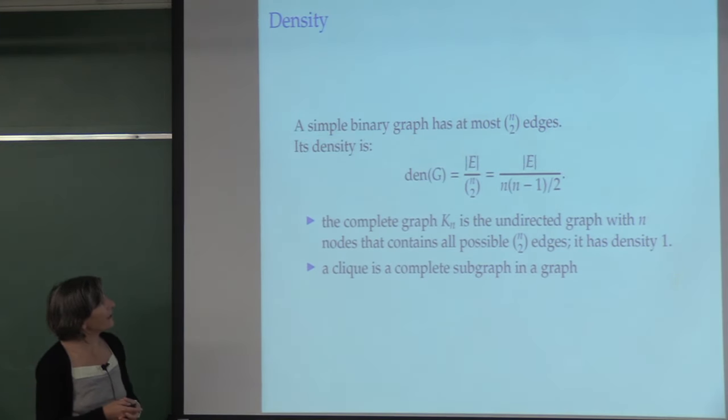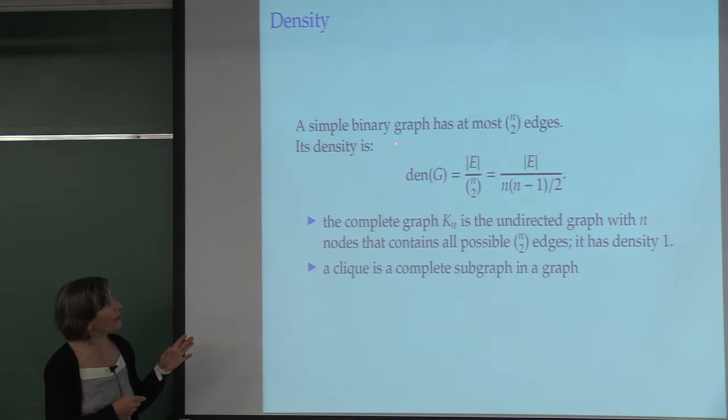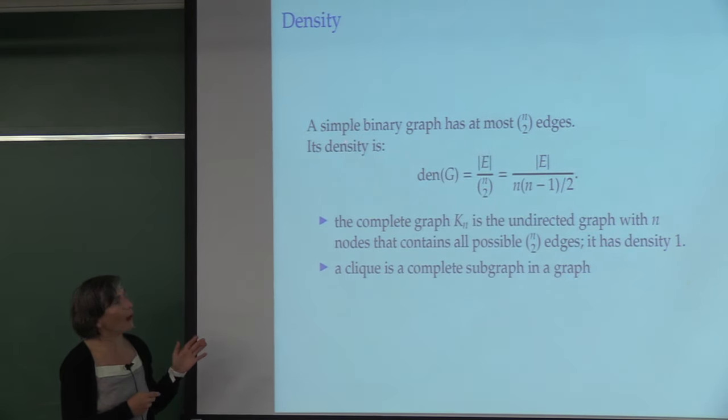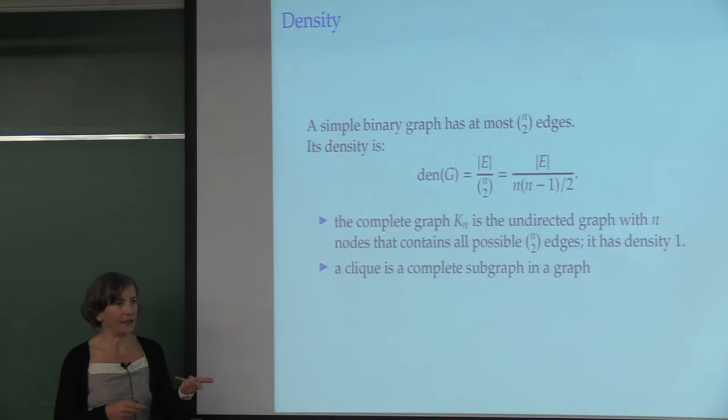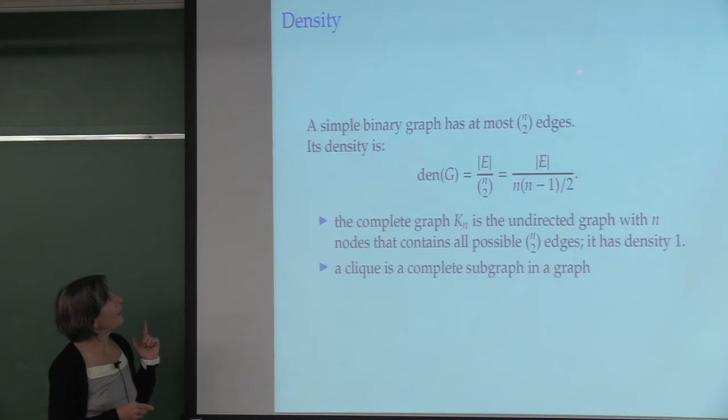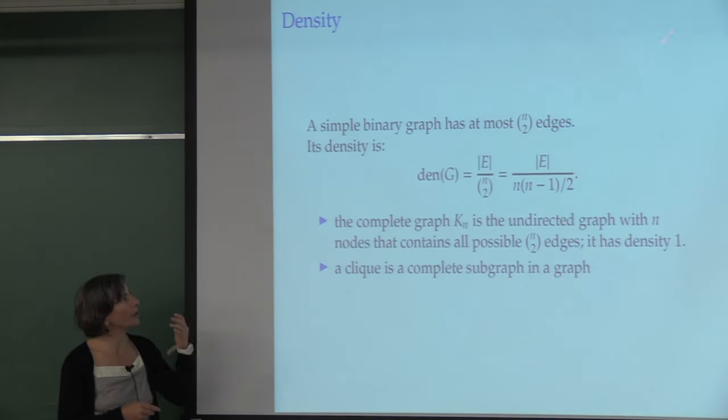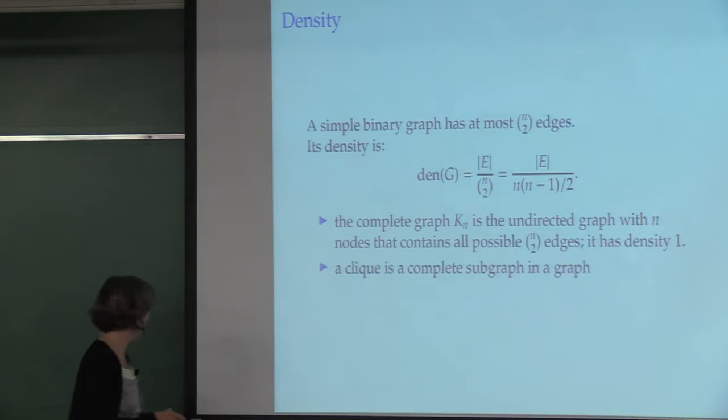We start the statistics. A first statistic that is very simple is the density of the graph. I start with a simple binary graph. So simple means no self loops and no multiple interactions, okay? When you have a simple binary graph, so binary, 0 or 1 only, then you can see that it has at most n choose 2 edges, okay? This is in your matrix.